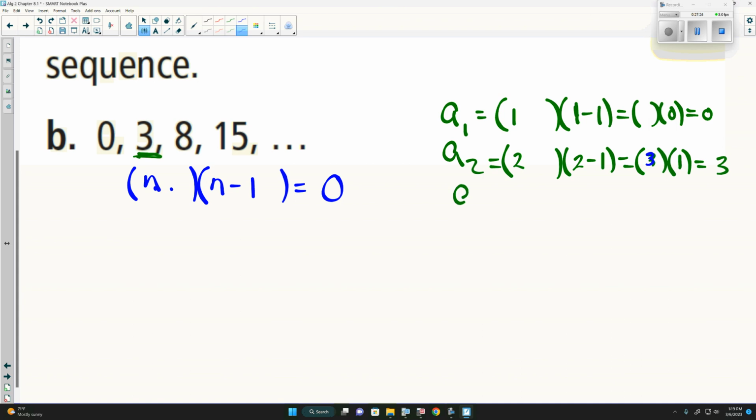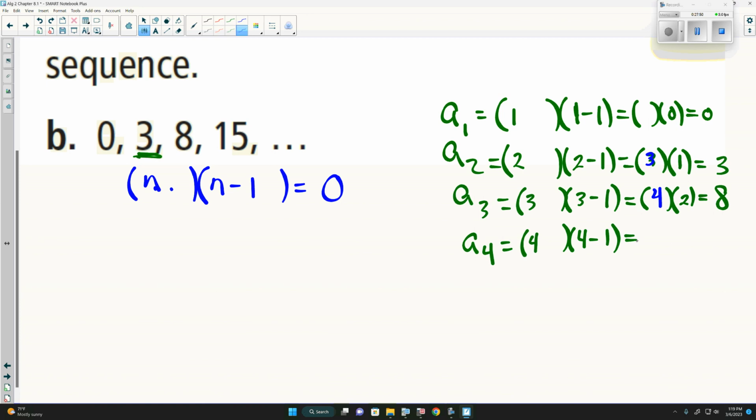Okay. So we have something to go off. A sub 3, we should have something times 3 minus 1. Some number times 2, and we should get 8. What times 2 is 8? 4. We need this other number to be 4. And the last one, we have something times 4 minus 1, which is something times 3, and we should get 15, yes? Well, what times 3 is 15? Okay. So we have this set up and we're working it through.